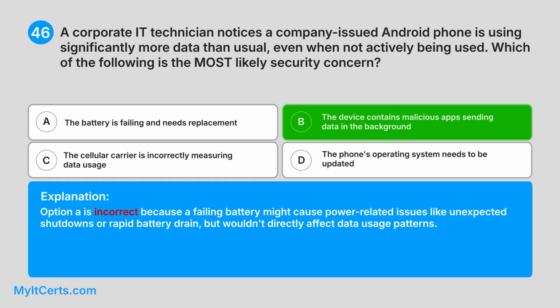Option A, the battery is failing and needs replacement, is incorrect because a failing battery might cause power-related issues like unexpected shutdowns or rapid battery drain, but wouldn't directly affect data usage patterns.